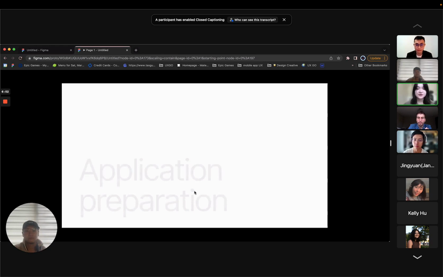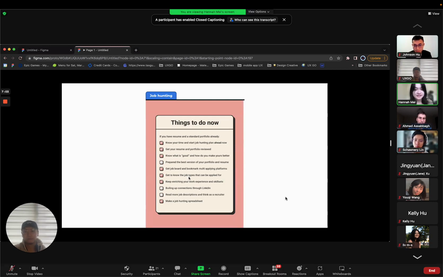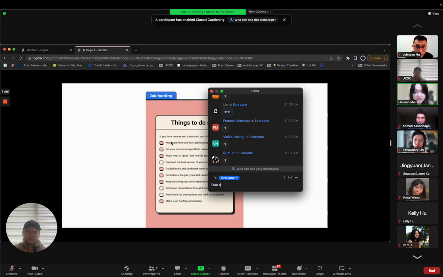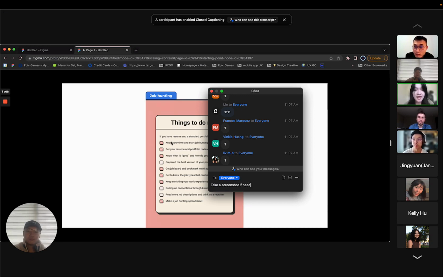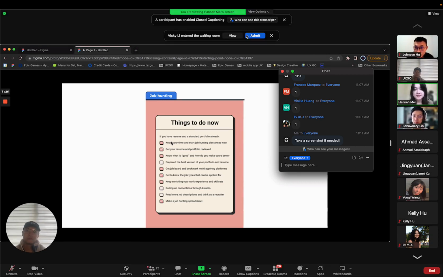And let's jump into application preparation. So we already know the timeline and what application preparation we can make right now. I made a list for this job hunting to-do list. How do you make sure you are ready to do the things on the list? If you have a resume and a standard portfolio already, and it's about 70% or 80% done, then I would say that's the right time for you to start looking at this to-do list.